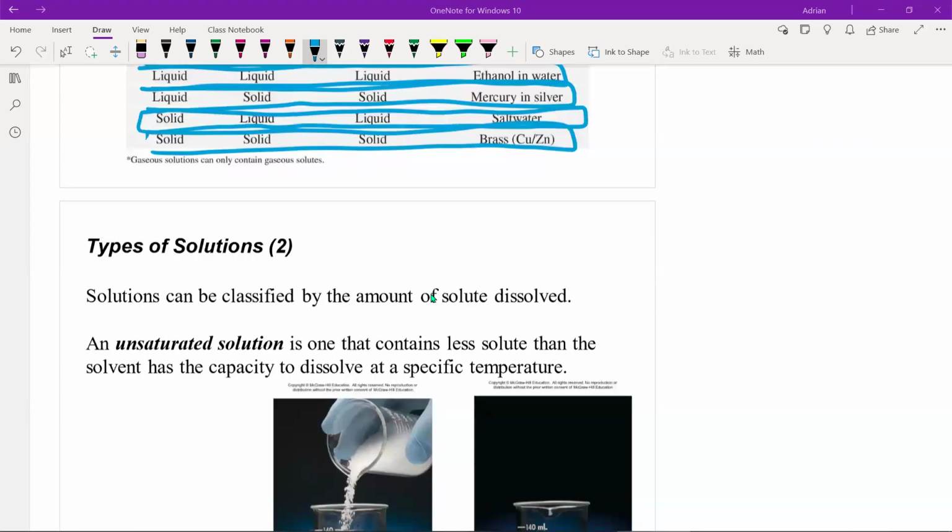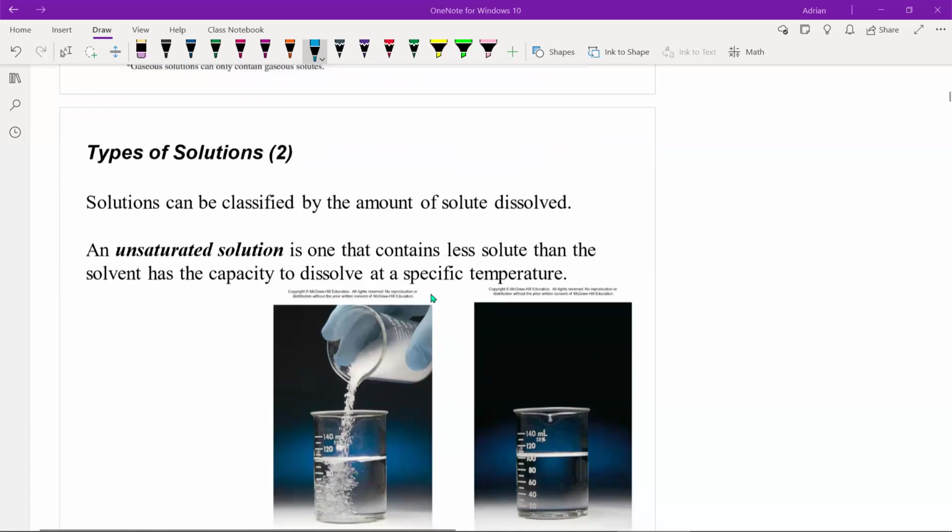We can then take a look at our solutions and classify them based on how much of the solute is dissolved in a given amount of solvent at a specified temperature. We're going to come up with three different ways to describe solutions based on that amount of solute that can be dissolved. We're going to talk a lot about how we can quantify the relationships between the solute, the solvent, and the solution as a whole a little bit later on. But for right now, we're going to take much more of a qualitative look at it.